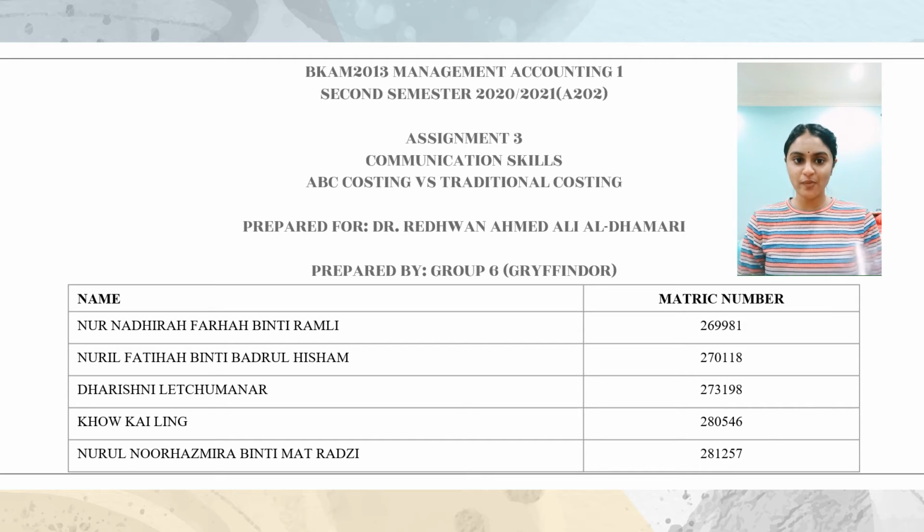We are from Group 6. Today we are going to present about ABC costing versus traditional costing. Firstly, we're going to present about the introduction of traditional costing and ABC costing.